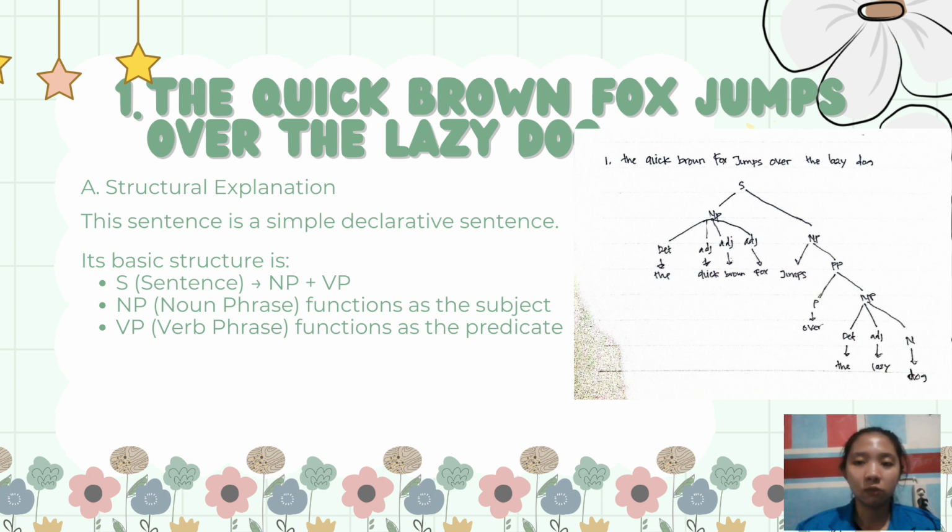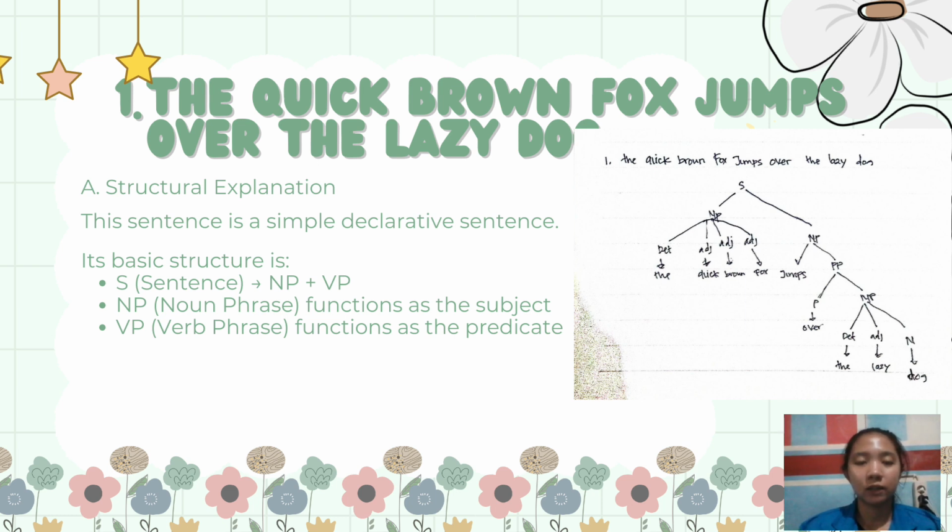It is called a noun phrase because it has the as an article, quick and brown as adjectives, and fox as a noun. And for the predicate, the verb phrase, the predicate is jumps over the lazy dog. It is a verb phrase because it contains jumps as a verb, and over the lazy dog as a prepositional phrase.